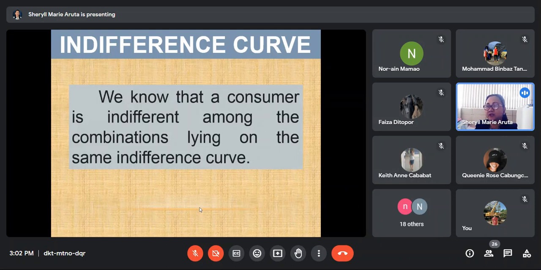So we know that a consumer is indifferent among the combinations lying on the same indifference curve. So meaning to say, if the consumer's preference is to be considered, our wants differ, no? Each of the consumers will have a different preference. And again, that is accepted because that's part of our economic freedom. It's either to choose one good over the other.